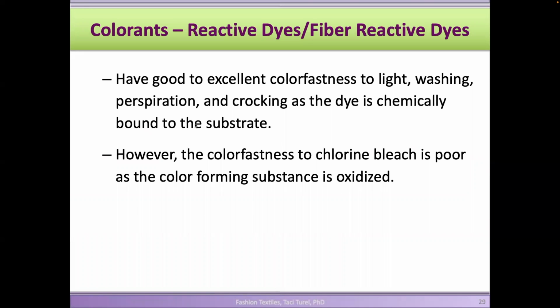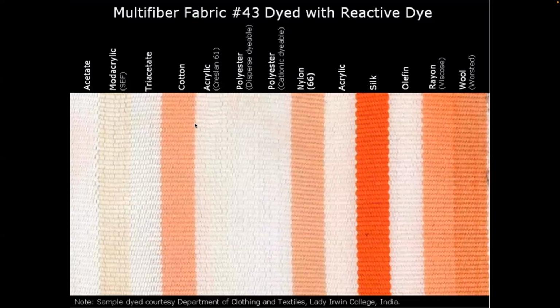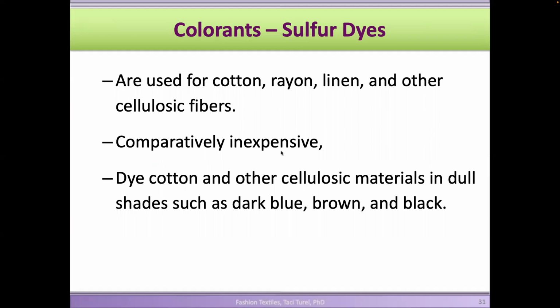They have great color fastness to sunlight, to washing, perspiration, crocking. But of course, if you put bleach, this kind of dye will totally get lost. And you can see how the colors are picked up. Again, cellulosics pick up a lot more of the colors. Silk picks up pretty well. The synthetics don't really pick up reactive dyes really well.